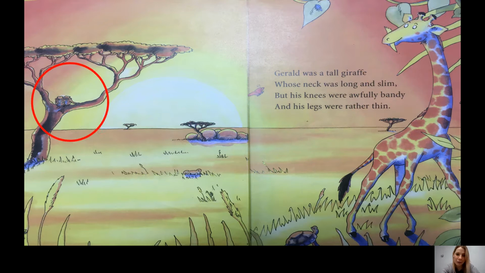Can you see my next red circle, reception? Now I can see two monkeys. Two monkeys are sitting in the tree and they're watching the sun set. One of the monkeys is cuddling the other monkey. I think they're really good friends. This picture, this illustration makes me feel really happy. I know that Gerald is happy eating his leaves, and I can see some monkeys high up in the tree, quietly watching the sun setting. I'd like to be in that illustration.